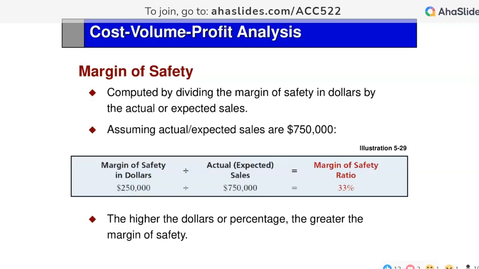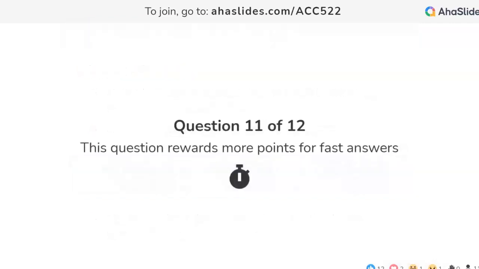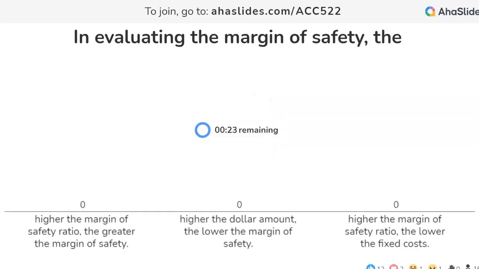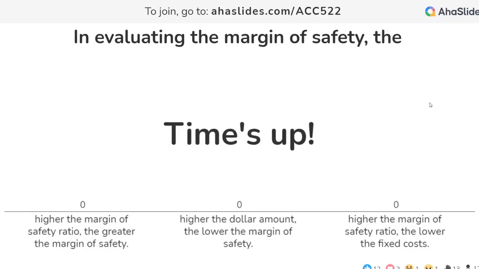So the margin of safety is a very important concept, one that you should be aware of. Okay, let's finish off. In evaluating the margin of safety, the higher the margin of safety ratio, the greater the margin of safety. The higher the dollar amount, the lower the margin of safety. The higher the margin of safety ratio, the lower the fixed costs. It's got nothing to do with fixed costs. So the answer is 3, 2, 1, time's up.